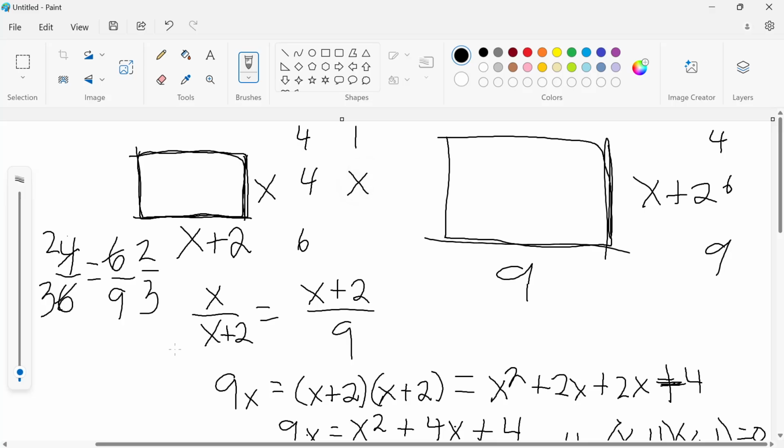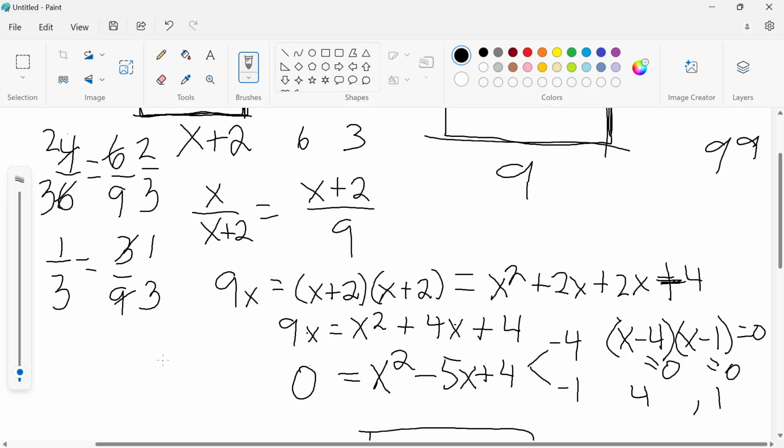Now, if I put in the other solution, x is 1, the width is going to be 1, and the length is going to be 3. And if I put in 1, the width of this is going to be 3, and the length is going to be 9. 1 to 3 equals 3 to 9. 3 goes into 3 once, 3 goes into 9 three times. So yes, so see that one, I got 4 and 1.